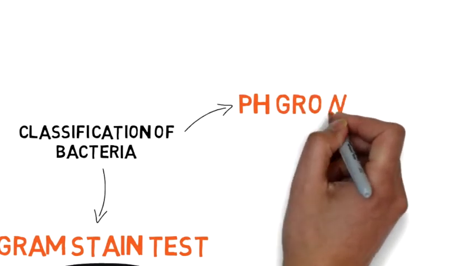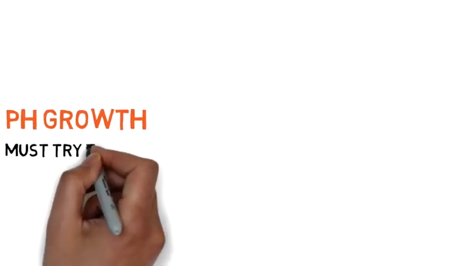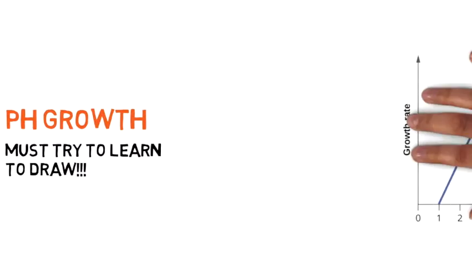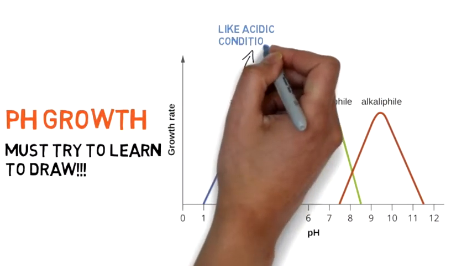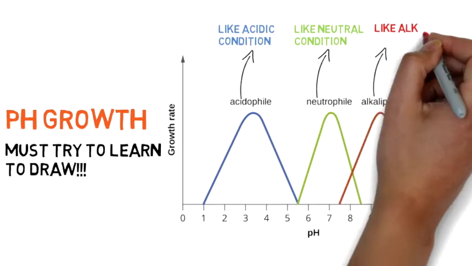The bacteria can also be classified based on their pH growth. You must learn to draw and understand the graph of this pH growth rate. There are three: acidophile, neutrophile, and alkalophile.